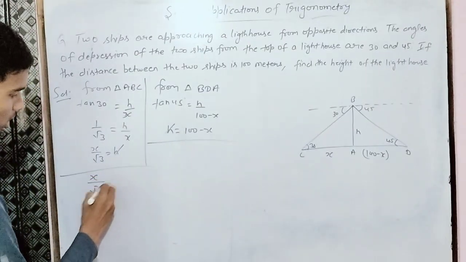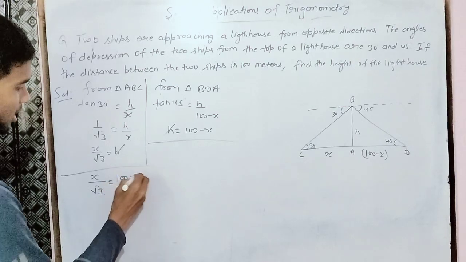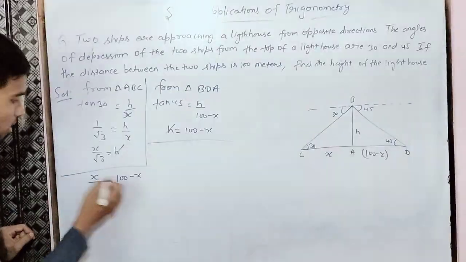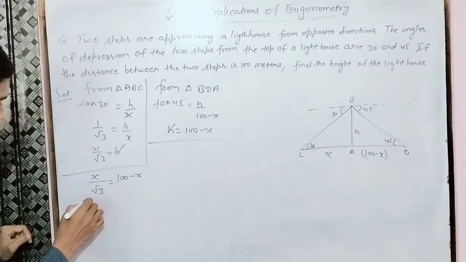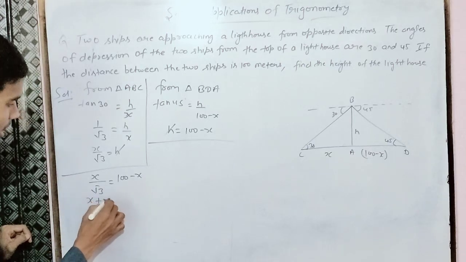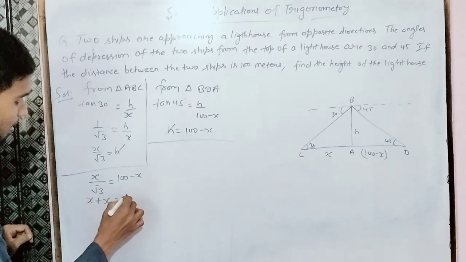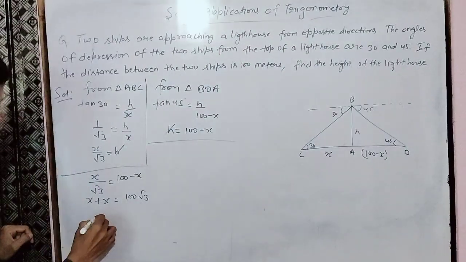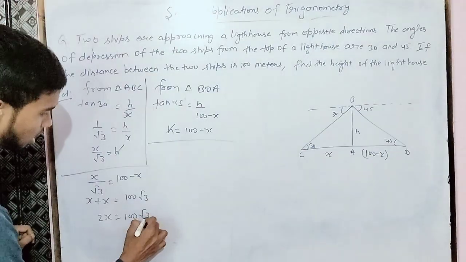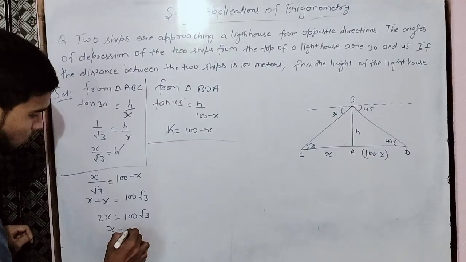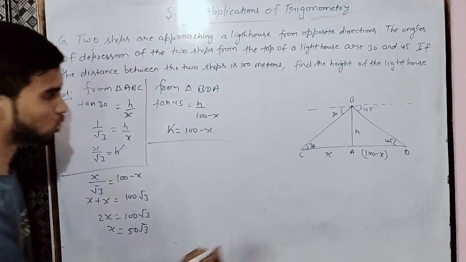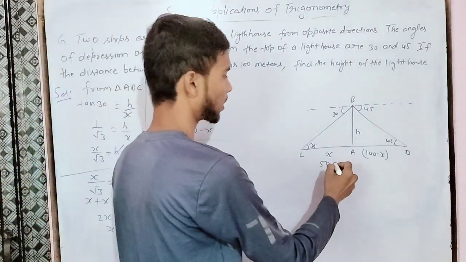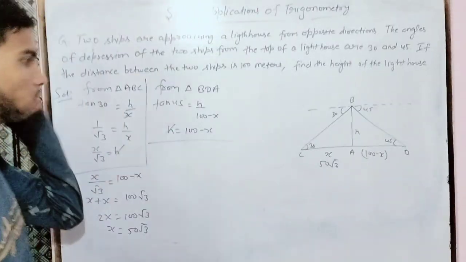So here x upon root 3 is equal to 100 minus x. We can shift this side. So it will be x plus x upon root 3 is equal to 100 root 3, isn't it? 2x equals 100 root 3. So here we finally have x equal to 50 root 3. Okay, this is 50 root 3.